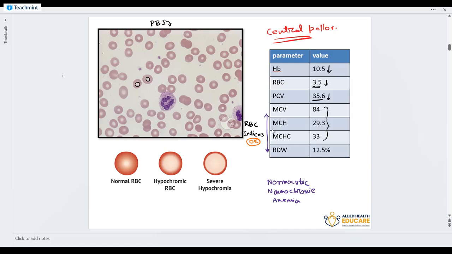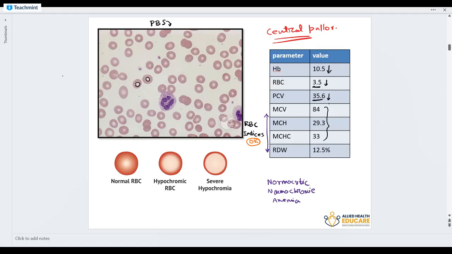But the RBC indices will be normal because RBC production is normal. There is no problem in RBC due to some reason blood loss is there. Due to the blood loss, the hemoglobin value will become low, RBC and PCV will become low. But as the RBC production is normal, the MCV, MCH, and MCHC are absolutely normal, as well as the RDW, which I will later discuss, 12. So all become normal. So it means that this anemia is termed as normocytic normochromic anemia.